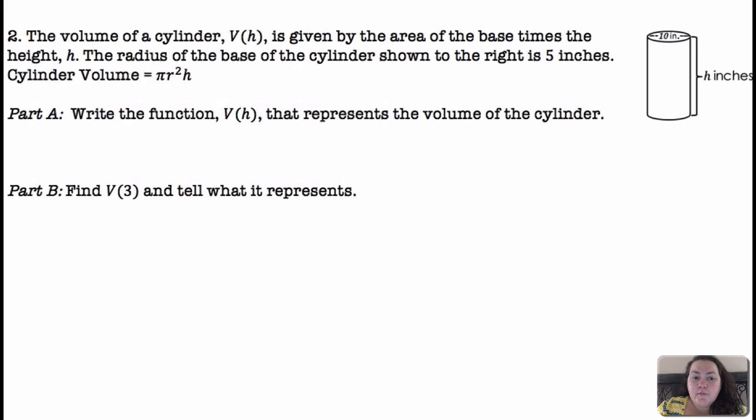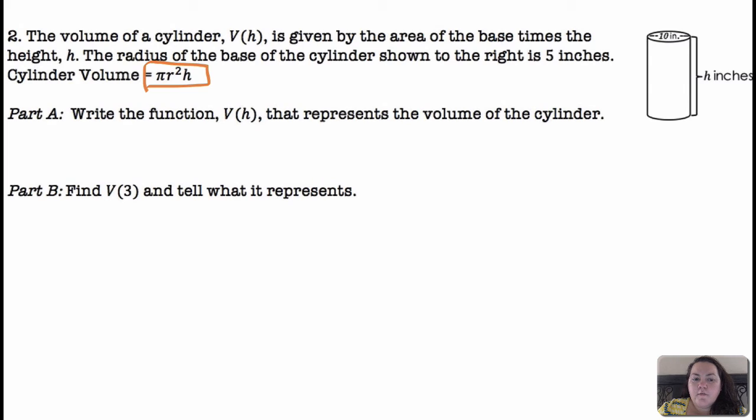All right, the volume of a cylinder, V of h, is given by the area of the base times its height, h. The radius of the base of the cylinder shown to the right is 5 inches. The cylinder volume is equal to pi r squared h. Write the function v of h that represents the volume of the cylinder.